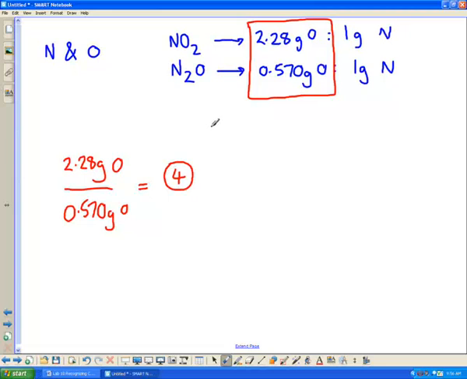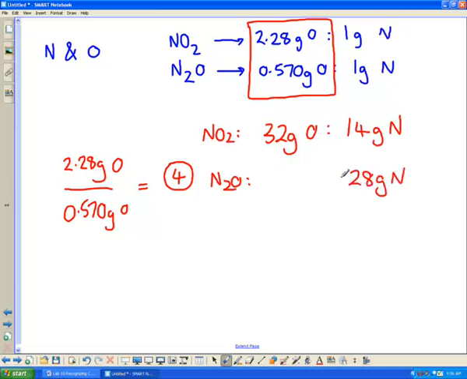Alright? Bear in mind, I could have done exactly the same question if I hadn't started from these ratios, if I'd started from the actual masses of elements involved. I could have said, I've got 2 oxygens in my NO2, so that means 32 grams of oxygen to 14 grams of nitrogen in my NO2. And in my N2O, if I've got 2 nitrogens, I've got 28 grams of nitrogen, 16 grams of oxygen.